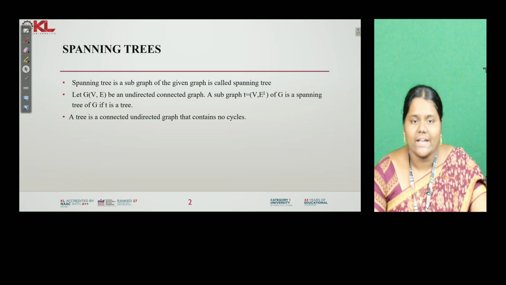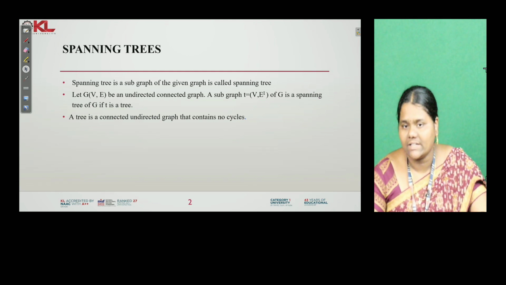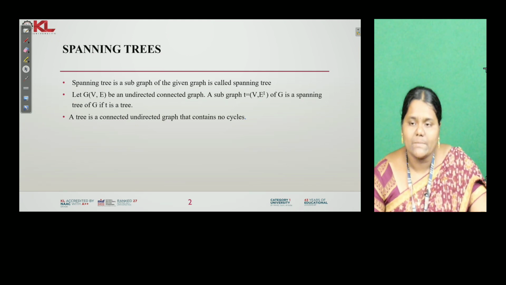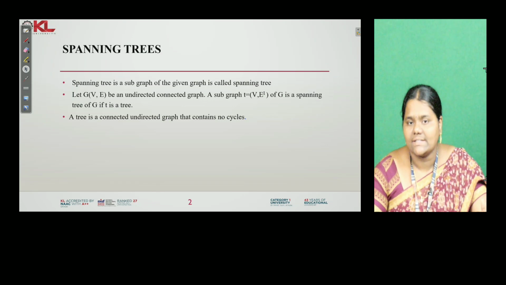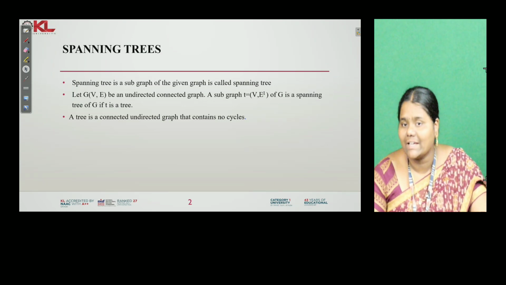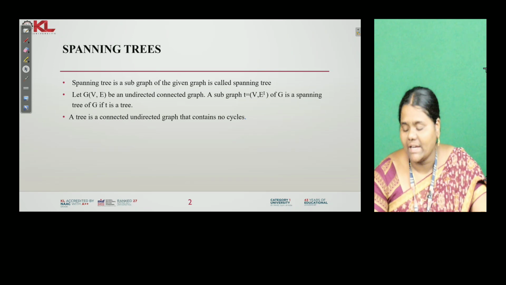What is meant by tree? A tree is a connected undirected graph that contains no cycles. So what is meant by spanning tree? A spanning tree is a subgraph of the given graph.